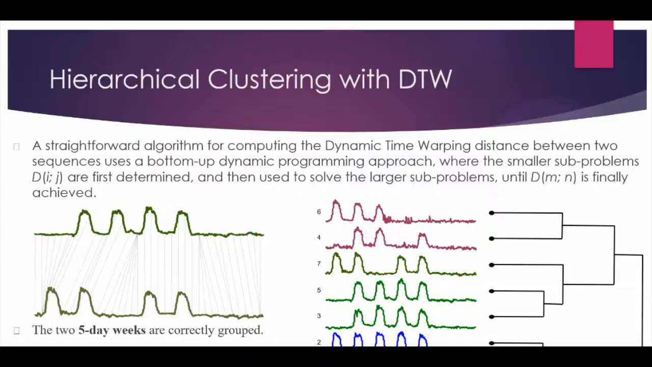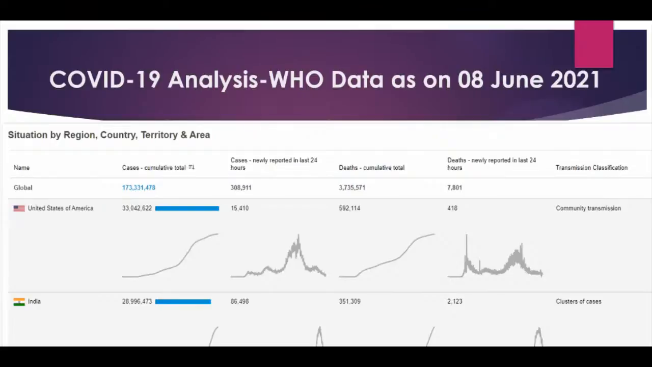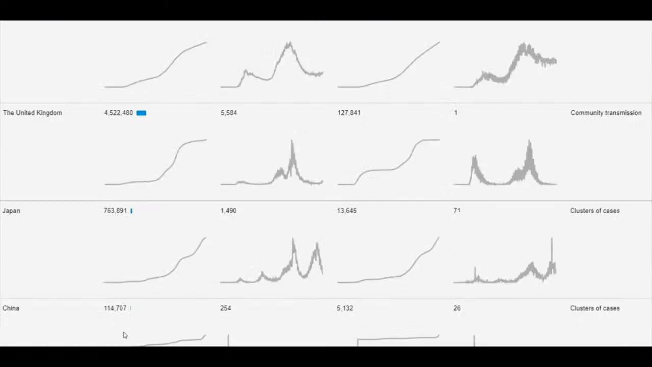In a presentation I gave on 8th June, this was the data for multiple countries, United States, India. You see that there are different curves: cases cumulative total, cases newly reported in last 24 hours, deaths cumulative total, deaths newly reported, and transmission classification. After seeing these graphs, the cumulative total cases, and the transmission classification, there were multiple types of classification, like cluster of cases or community transmission. The time series graphs look similar, but the classification was different.